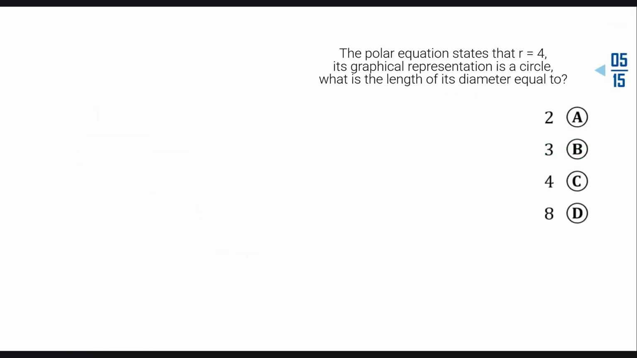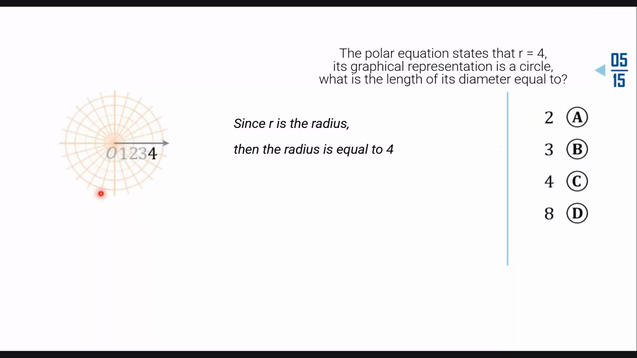3. The polar equation states that R is equal to 4. Its graphical representation is a circle. What is the length of its diameter equal to? At this point, we know that the radius for this equation is 4, correct or not? So if we were to represent it graphically, we would proceed to the 4th circle and draw a circle, right? The radius will be 4, which is the distance from the pole to the 4th circle. So it will be 4, okay.